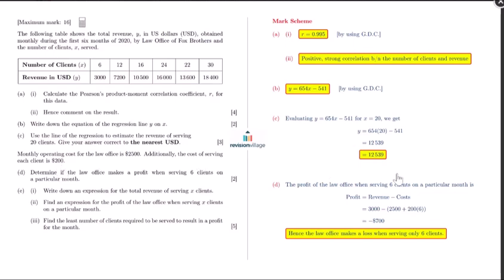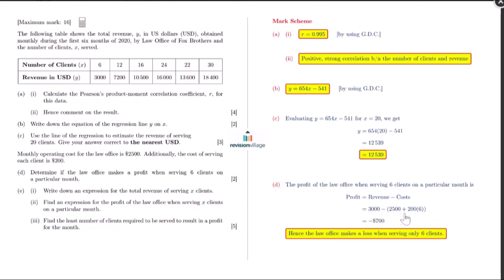So looking at the working here, we start with the very generic but important equation that profit is equal to the revenue, the money the office brings in, subtract the costs, the money that the office spends. Now the revenue on 6 clients, as I mentioned earlier, is $3,000. We get this just from the table.